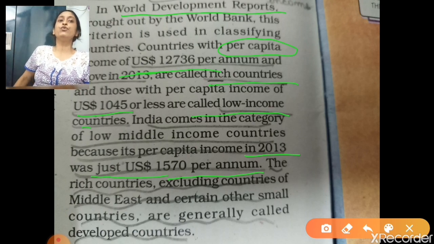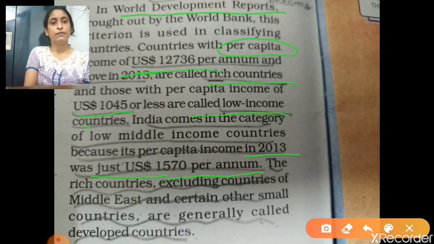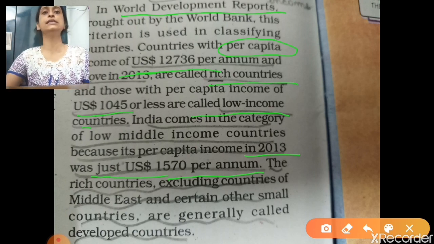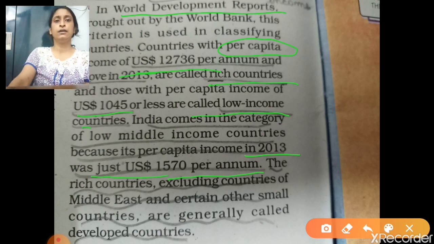Now you see the rich countries excluding countries of Middle East. Why is this phrase used? The rich countries excluding countries of Middle East and certain other small countries are generally called developed countries. So which are the developed countries here? Countries with very high per capita income are called the developed countries. But the Middle East countries are also rich countries. Their per capita income is almost similar to the figure mentioned for the rich countries. But these Middle East countries and many others are not termed as developed countries.